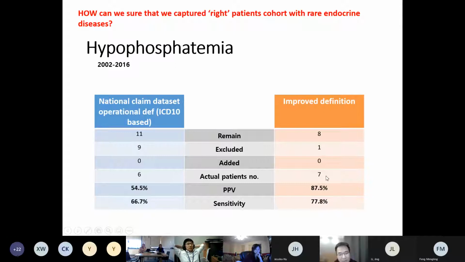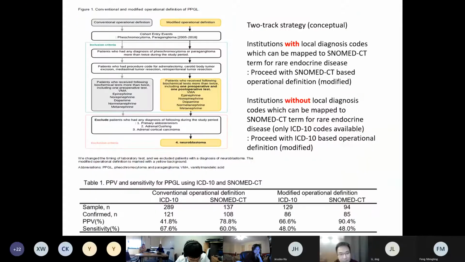But these number changes, just 1 or 2 or 4 patients, mean a lot for rare endocrine disease patients. This may not be problematic for hypertension, diabetes, or more common diseases, but for hypophosphatemia or medullary thyroid carcinoma, 1 or 2 patients means a lot in terms of PPV or sensitivity. So that is our huge task for now.